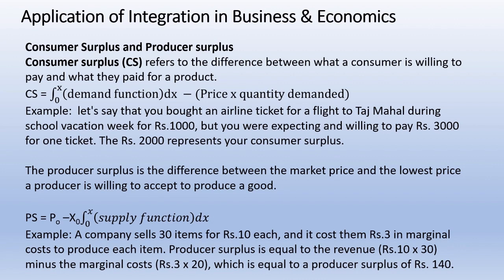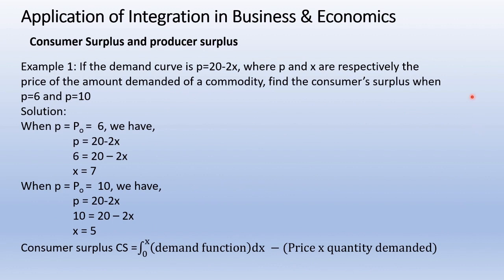Example 1. If the demand curve is P is equal to 20 minus 2x, where P and x are respectively the price and the amount demanded of a commodity, find the consumer's surplus when P is equal to 6 and P is equal to 10. Solution. When P is equal to P naught is equal to 6, we have P is equal to 20 minus 2x, 6 is equal to 20 minus 2x, x is equal to 7. When P is equal to P naught is equal to 10, we have 10 is equal to 20 minus 2x. x is equal to 5.